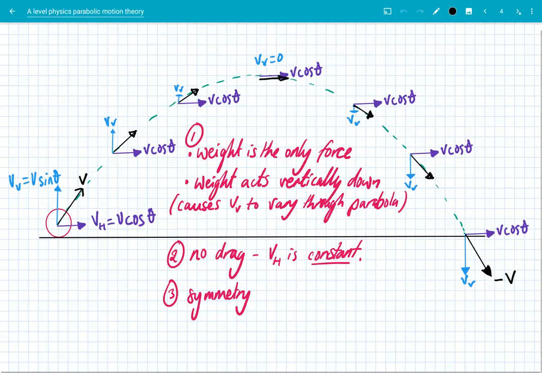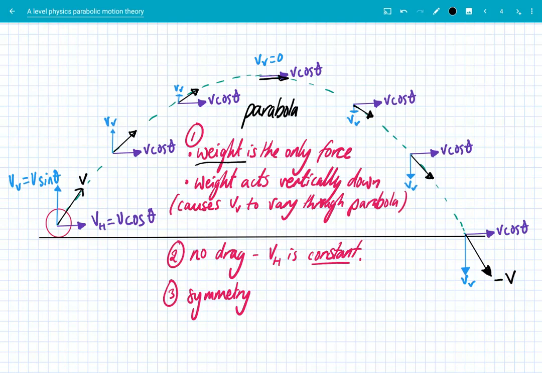So in summary, key facts to remember. The shape of this motion is parabolic. So we say that the shape of this is a parabola. We call it parabolic motion. The reason for this is the fact that we've only got one force acting. Weight is the only force and it acts vertically down.